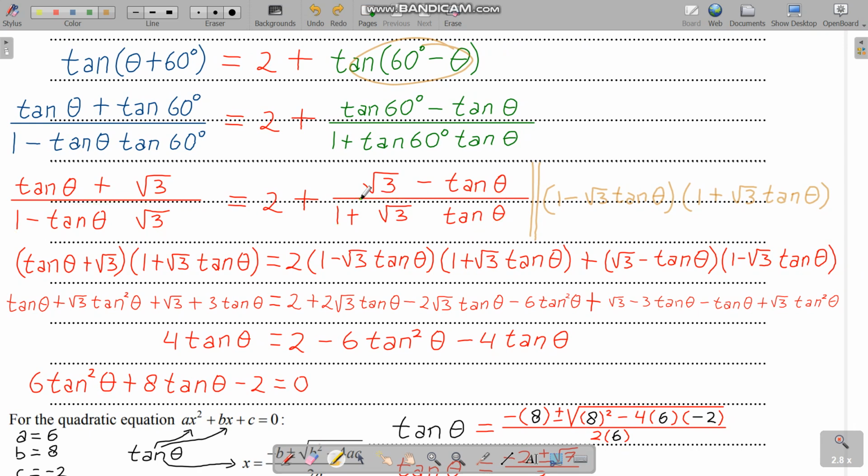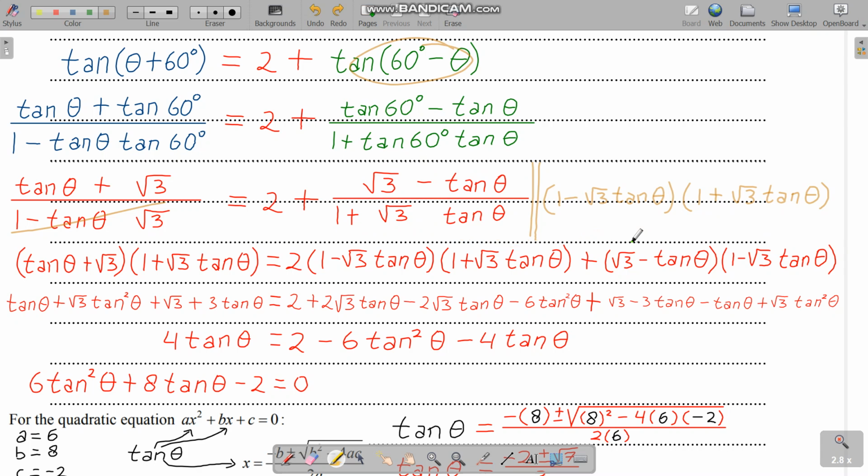So on the left side, when we multiply, we cancel out, so we have only tangent theta plus root 3 times 1 plus root 3 tangent theta. This is what we get. Now on the right, when we multiply, we do 2 times this guy, so we have 2 times everything here. And then when we multiply this, we cancel out, so we have root 3 minus tangent times 1 minus root 3 tangent. Then we expand everything, open up the brackets.